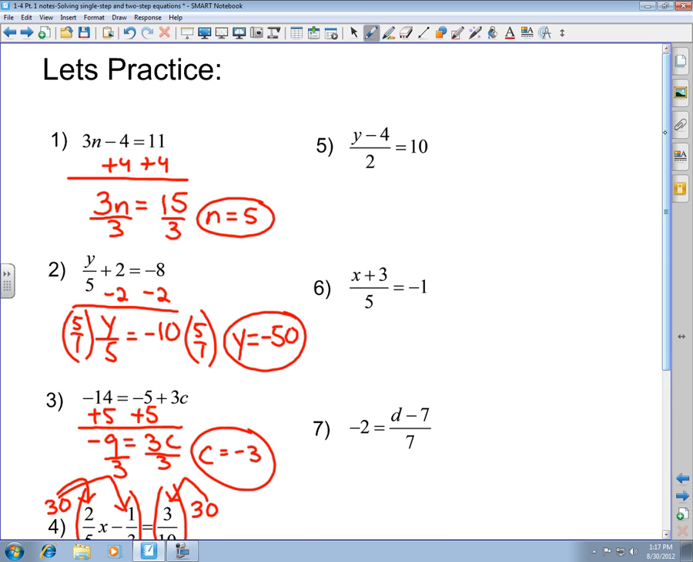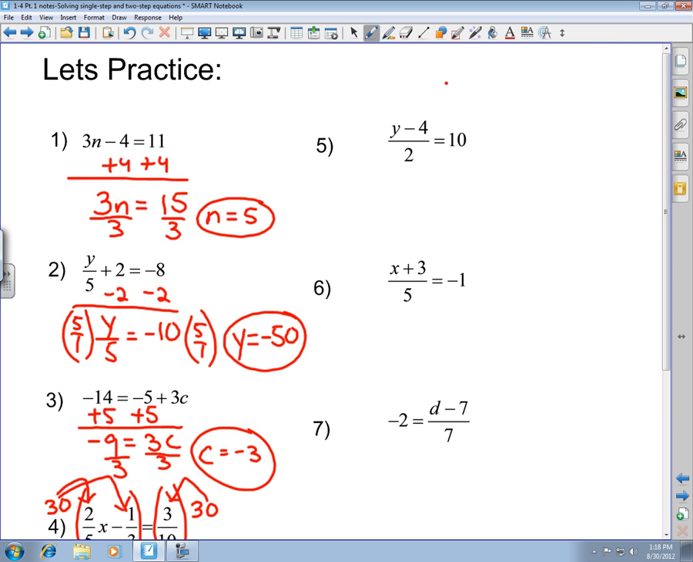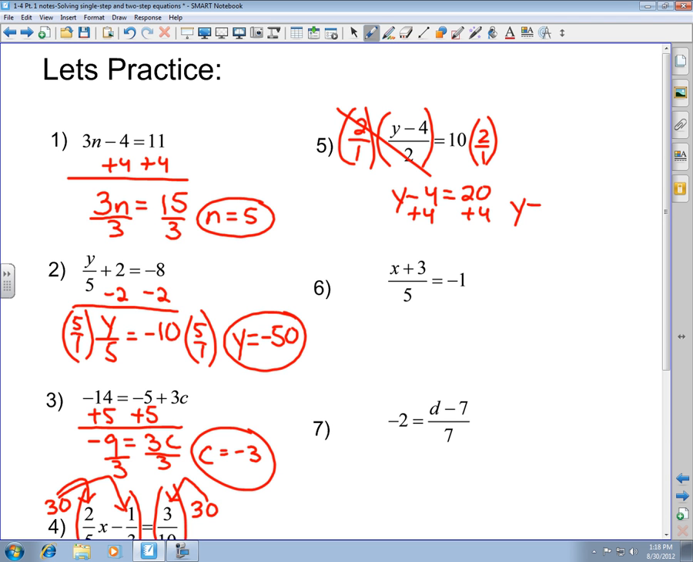Okay. Now, when you have this case, like in number 5, remember what I said, to get rid of a denominator or a fraction, simply multiply by the reciprocal. So let me move this over. The denominator here is 2. So I'm going to multiply both sides by 2 over 1, the reciprocal of 1 over 2. That cancels. I've got y minus 4 equals 20. Add the 4. Y equals 24.